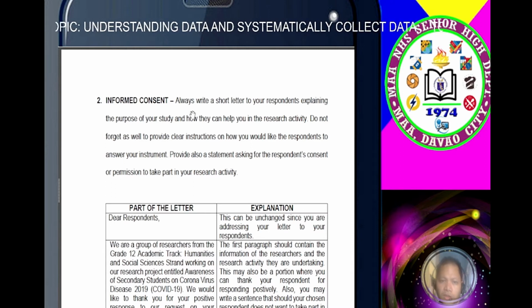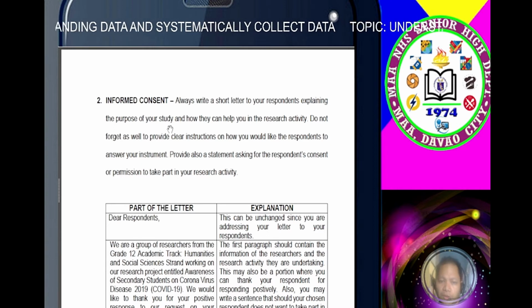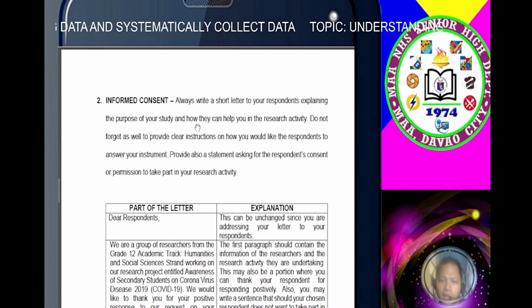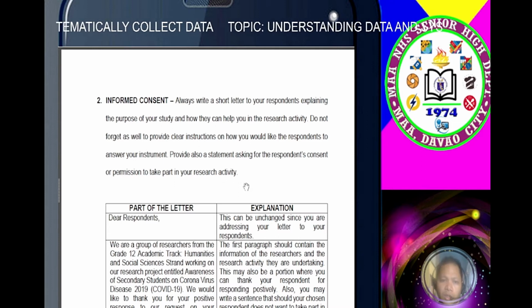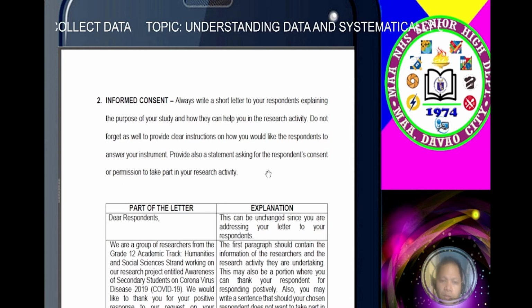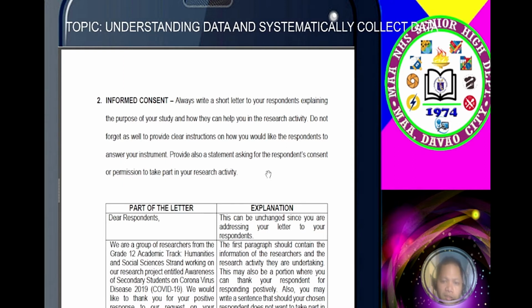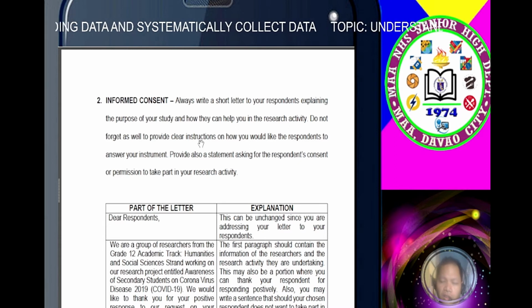For informed consent, always write a short letter to your respondents explaining the purpose of your study and how they can help you in the research activity. Don't forget to provide clear instructions on how you would like the respondents to answer your instrument. Also include a statement asking for respondents' consent or permission to take part in your research activity. Those are the things needed in the consent.